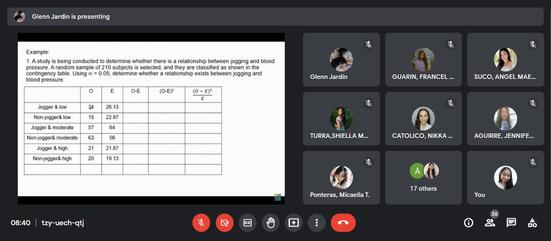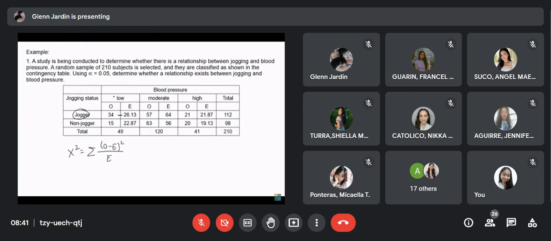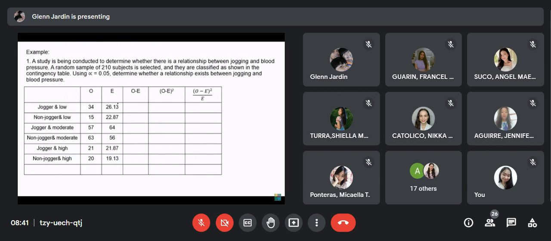Pinagsama ko yung jogger at yung low. Ibig sabihin nun ay ito, yung jogger at yung low. That is 34 for observed. Kaya 34 yung nandito. And 26.13 yung ating expected. So, ganun ang ginawa ko sa lahat. Ima-minus natin. We have 34 minus 26.13. We have 7.87.